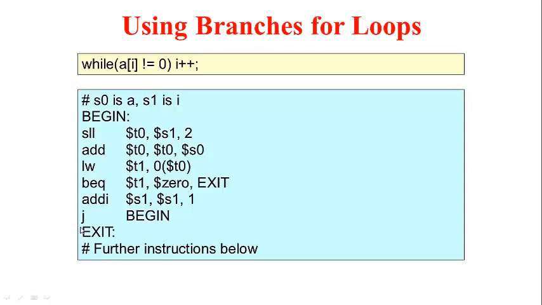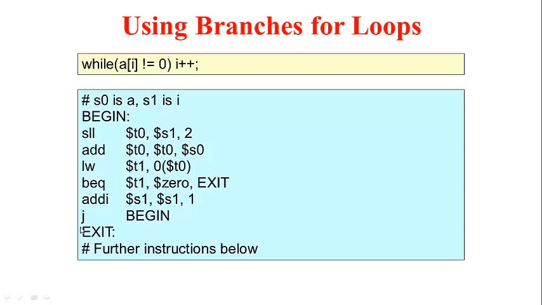Yeah, this multiplies the value of I by 4. Shifting by 2 bits to the left is equivalent to multiplying the integer value by 4. Then the multiplied value is added to A to get the address of A of I, and then that particular memory word is loaded onto register T1, that is the load word instruction.